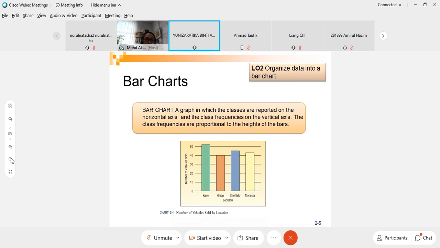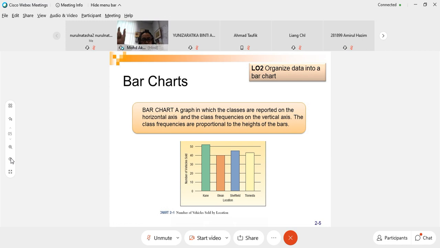Bar chart, a graph in which the classes are reported on the horizontal axis and the class frequencies on the vertical axis. The class frequencies are proportional to the height of the bar. Thank you. Okay, kalau kita tengok bar chart seperti rajah di bawah, rajah ni bentuk dia panggil bar chart. Dia bentuk bar maksudnya batang.